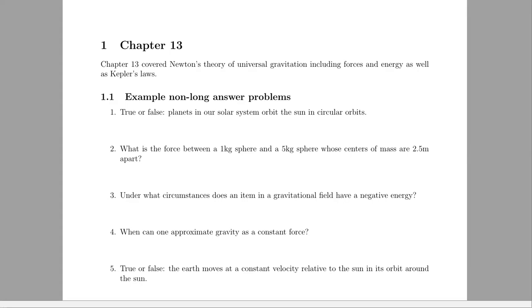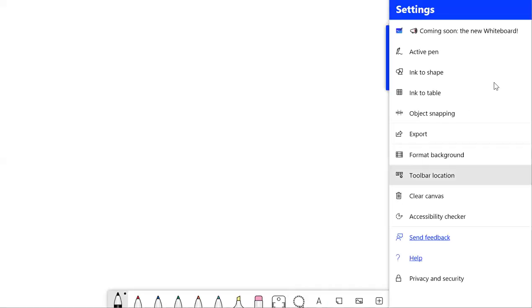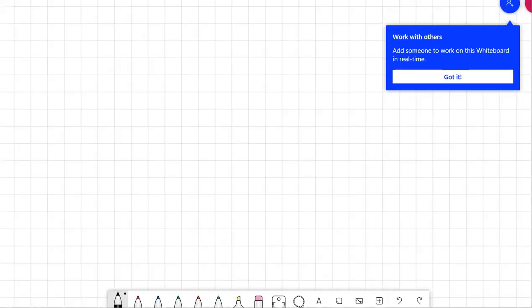All right, the second one says, what is the force between a 1 kilogram sphere and a 5 kilogram sphere whose centers of mass are 2.5 meters apart? All right, so to do this problem, we just use our formula. We know the force of gravity is equal to our constant G times the product of the masses divided by the distance between their centers of mass squared, at least if they're spheres.